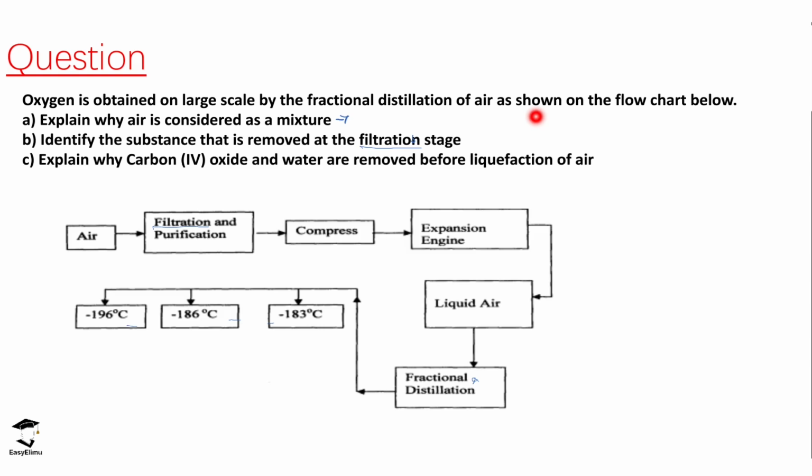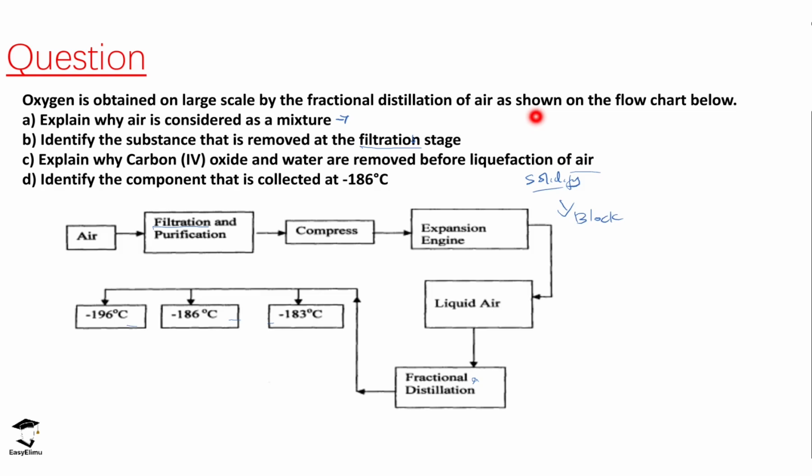Explain why carbon dioxide and water are removed before liquefaction. We said they are removed before liquefaction because when they solidify, they block the pipes. And if they block the pipes, the process is not going to continue because the other part of air is not going to be moved into the other apparatus.